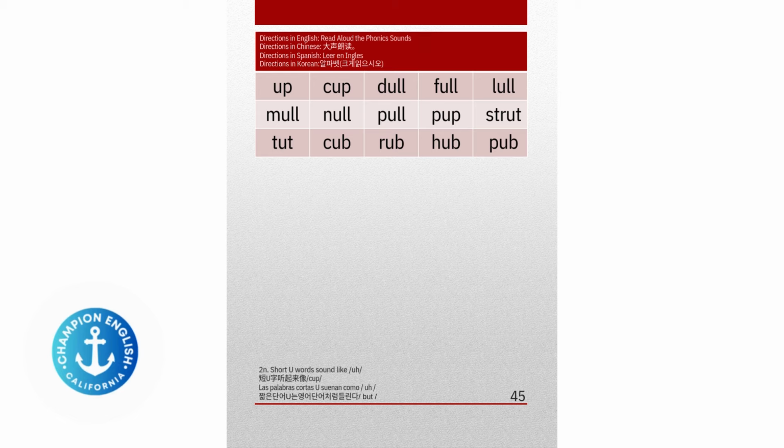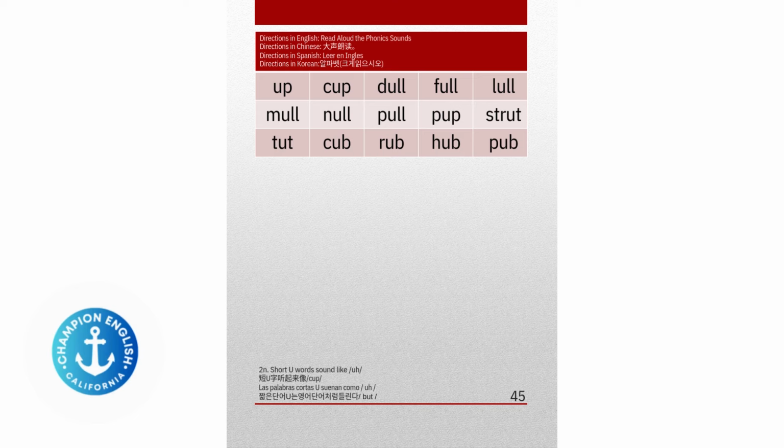And here we go. Up, k and up, cup. D and ull, dull. F and ull, full. L and ull, lull. M and ull, mull. N and ull, null. P and ull, pull. P and up, pup. Str and ut, strut. T and ut, tut. K and ub, cub. R and ub, rub. H and ub, hub. And p and ub, pub.